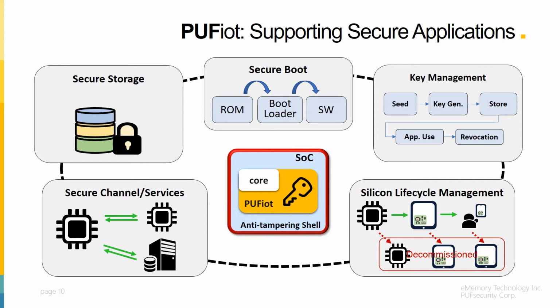PUFiot can support various security applications. The following is an example of what PUFiot can do. Because PUFiot has an on-chip fingerprint PUF, it can use block cipher of AES with an unknown secret HUK to provide secure storage by data encryption.